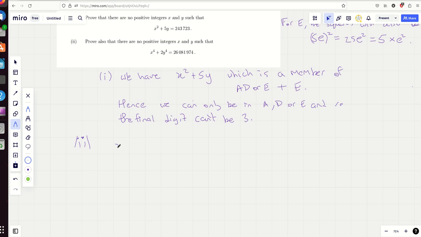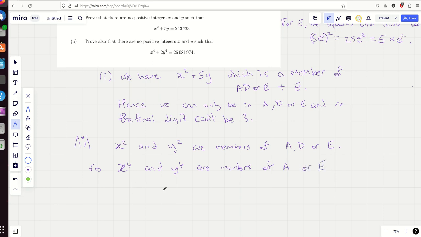We can point out that x squared and y squared are members of A, D, and E. We've already proved that. So, x to the 4 and y to the 4, what are they members of? When you square A, we've already proved that you're in A. When we square D, we've proved that you're in A. And when we square E, it's trivially true that you're also in E.